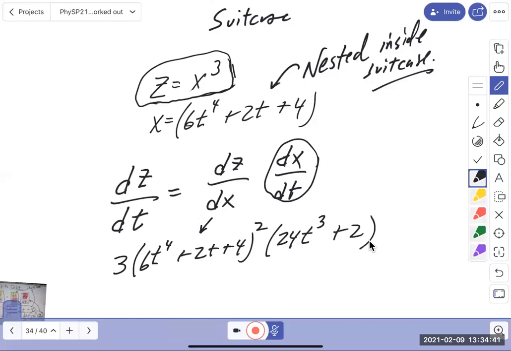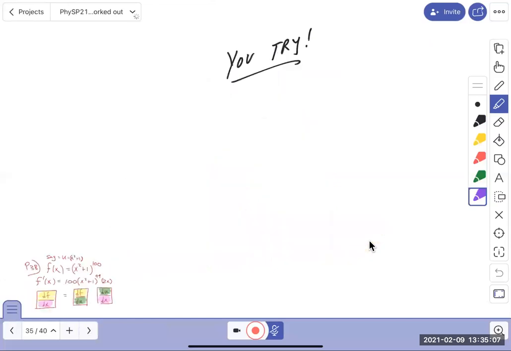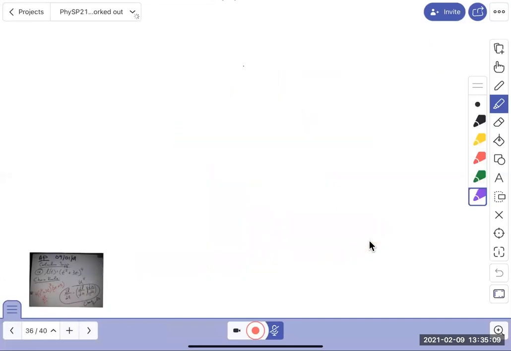So I went inside, and let me highlight these and color code them together. That's this part, and that is this part. So you see, you had to open up the suitcase, go inside it and pull out how it's changing. Okay, so that's the idea of nested functions and chain rule applying to them. Now, let's just keep going.